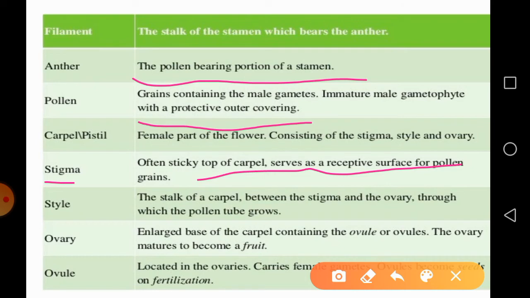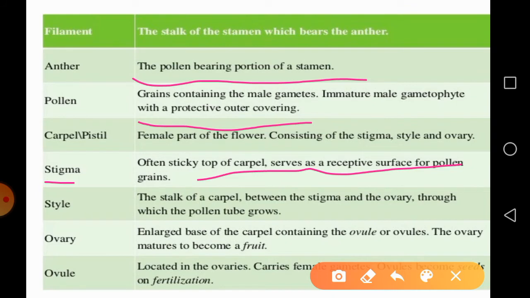So stigma is the topmost or upper part of your carpel, which has some sticky substance. It will provide a landing surface for a pollen grain before fertilization. Then style, the stalk of the carpel between stigma and ovary. It is the portion between stigma and ovary through which the pollen tube grows and reaches the ovary.